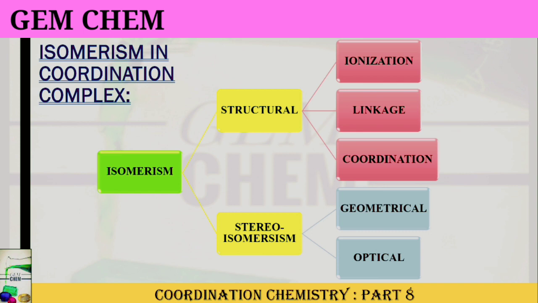In the second case we have stereoisomers. These have not only the same formula but also the same connectivity among their atoms, but the spatial arrangements of those atoms are different. For structural isomers we have ionization isomer, linkage isomer and coordination isomer, whereas for stereoisomerism we have geometrical isomer and optical isomer. So what are geometrical isomers? They have different spatial orientations, and this results in different geometries.